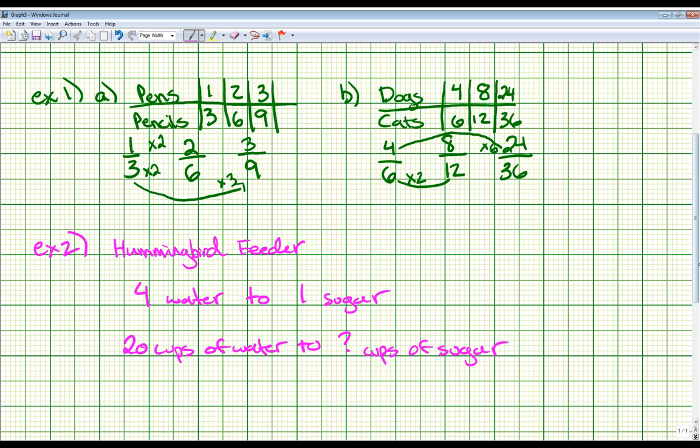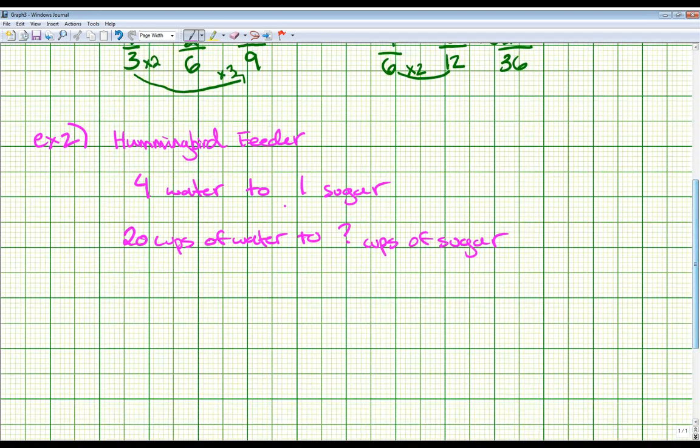So if I look at some ratios here that are created, I see 4 waters versus 1 sugar. So I have 4 water. So if we can say the top stands for water and the bottom stands for sugar. 4 parts water for every 1 part sugar. I now need to get 20 cups of water, and I have this mystery number of cups of sugar.